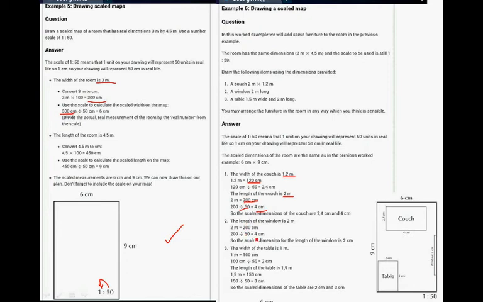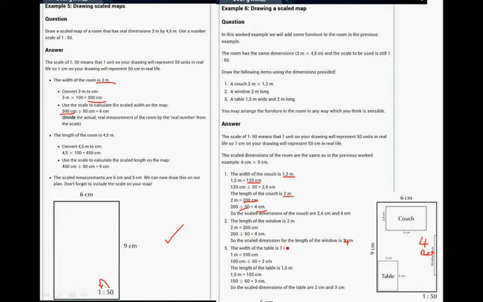The window is 2 meters, so that's 200 centimeters, divide by 50, gives me 4 centimeters. So 200 divided by 50 is 4 centimeters. So the length of the window should be 4 centimeters. Now that's incorrect. It should say 4, and here should also say 4. Now that's not the nicest 4. 4 centimeters is the window. Okay, just a small printing error.